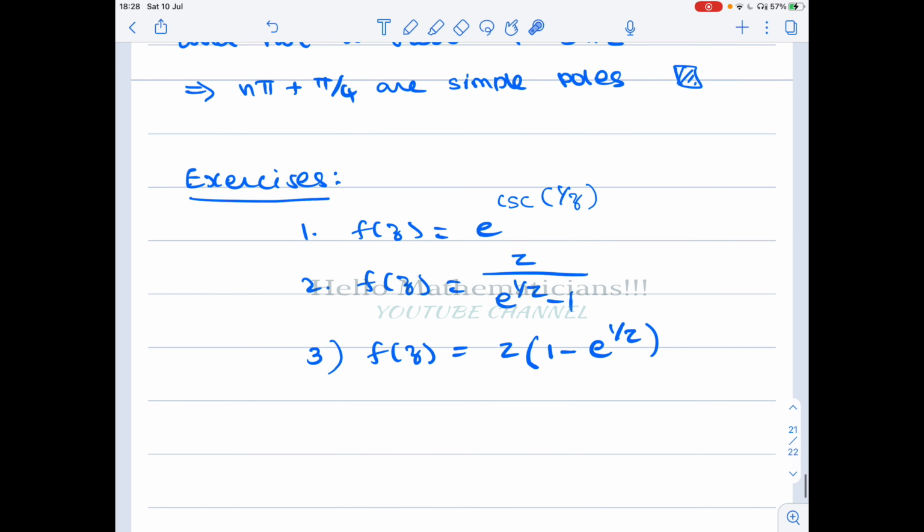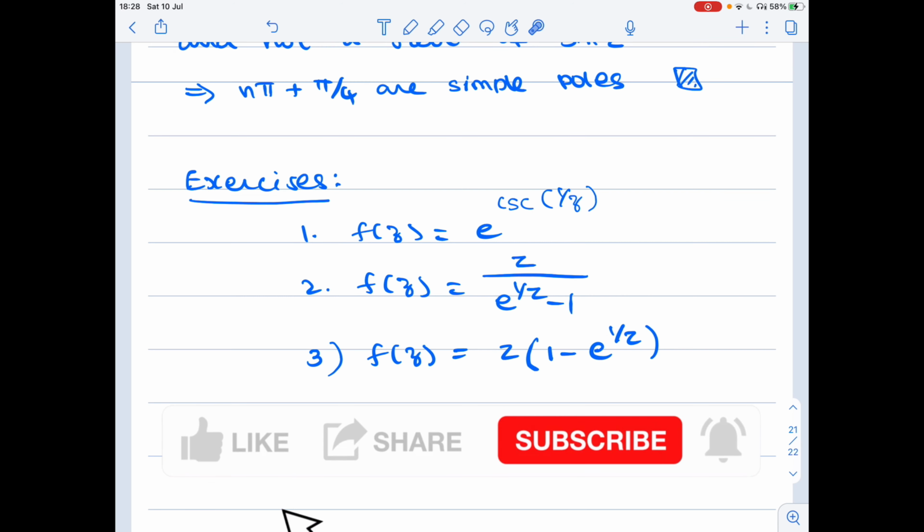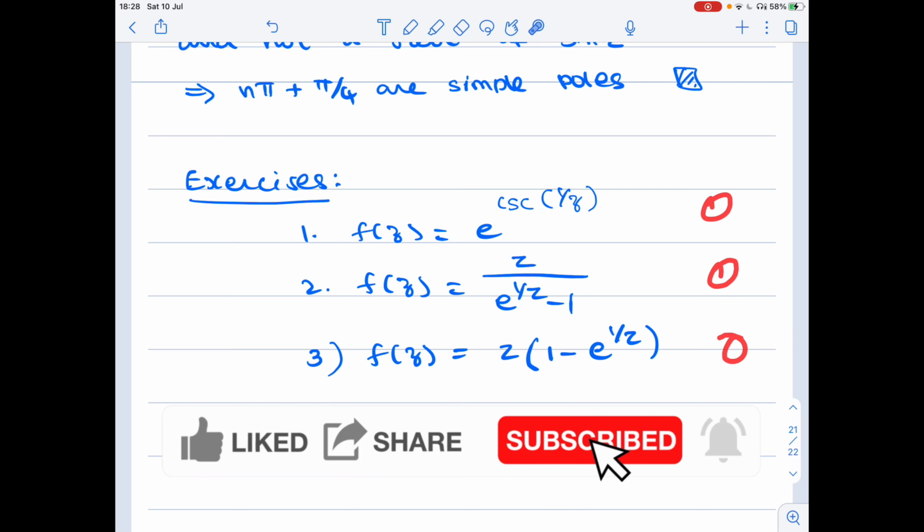Okay, so some exercises I would like to point out. F of z equal to e power cosec of 1 by z. F of z equal to z by e power 1 by z minus 1. F of z equal to z times 1 minus e power 1 by z. And you know at what point you have to look at the behavior of the singularity. So at 0, at 0, at 0 you have to check this behavior.